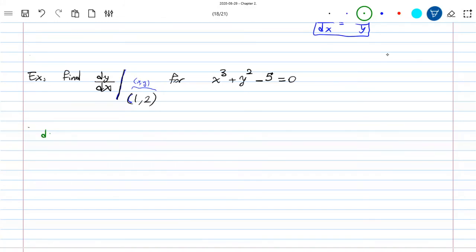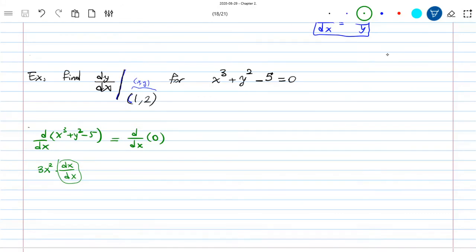What you have is x cubed. Let me write it step by step. x cubed plus y squared minus 5. d over dx of this must be equal to d over dx of the other side of the equality, which is 0. On the left hand side, the derivative of x cubed with respect to x would be 3x squared multiplied by the derivative of the variable x with respect to x. Again, it's not necessary to write this, but I just wanted you to see that you can ignore the dx over dx and say this is simply 1.